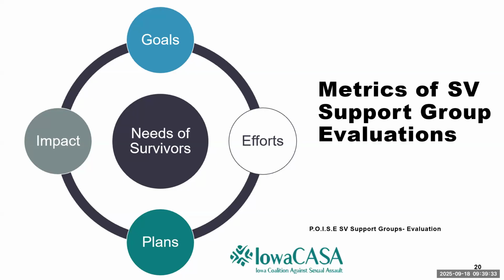And beyond these four things, we always, always, always want to make sure that we're centering the needs of sexual violence survivors in the evaluations we do. Now, while these can serve as a goalpost for us, right? The goals, the efforts, the plans, and the impacts, the needs of survivors can also be an additional metric that we use to compare everything we do in the support group back to, right? So when we are doing our evaluation, how do they align with the needs of survivors?